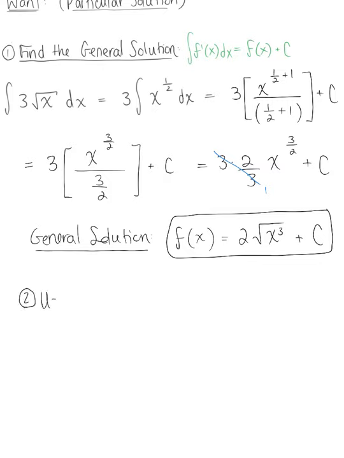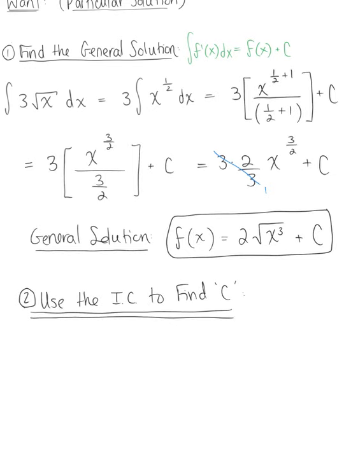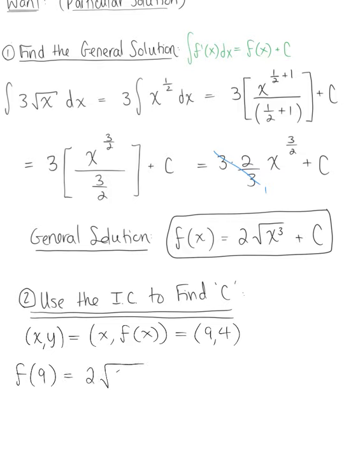So step 2 is to use the initial condition. So remember, our initial condition was (9, 4), and we want to use the initial condition to find c. So our initial condition (x, y), or even we can think about this as (x, f of x), is equal to (9, 4). So plugging this into our general solution, we have that f of 9 is equal to 2 times the square root of 9 cubed plus c, and we know that this will be equal to 4.